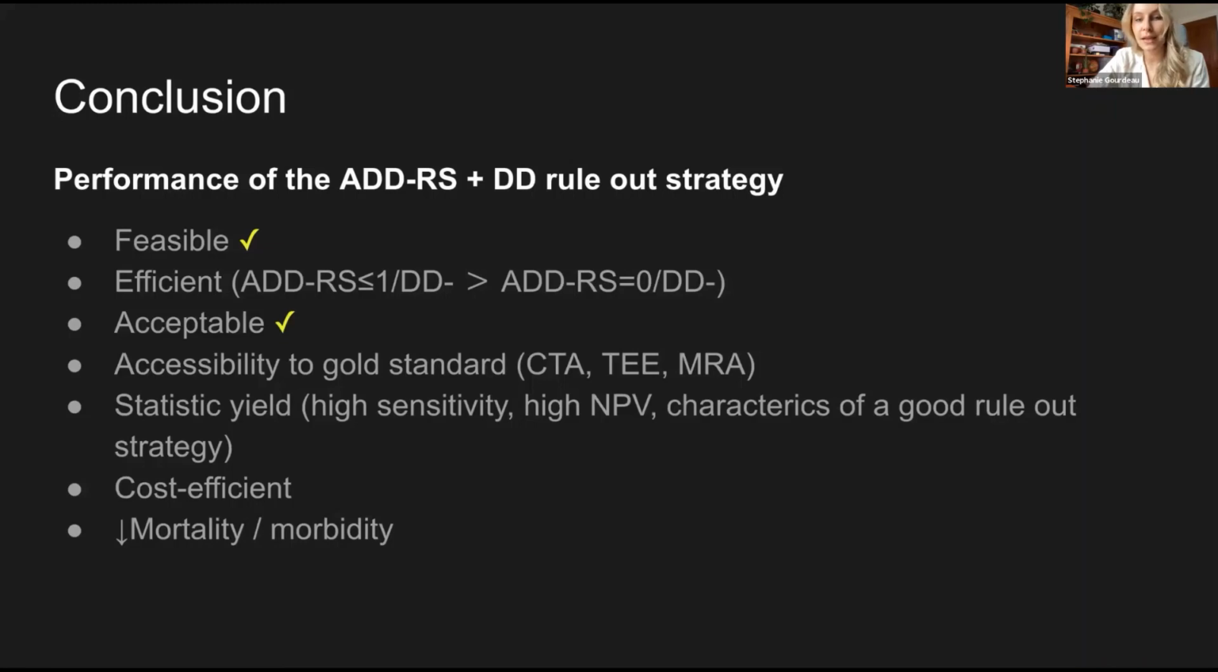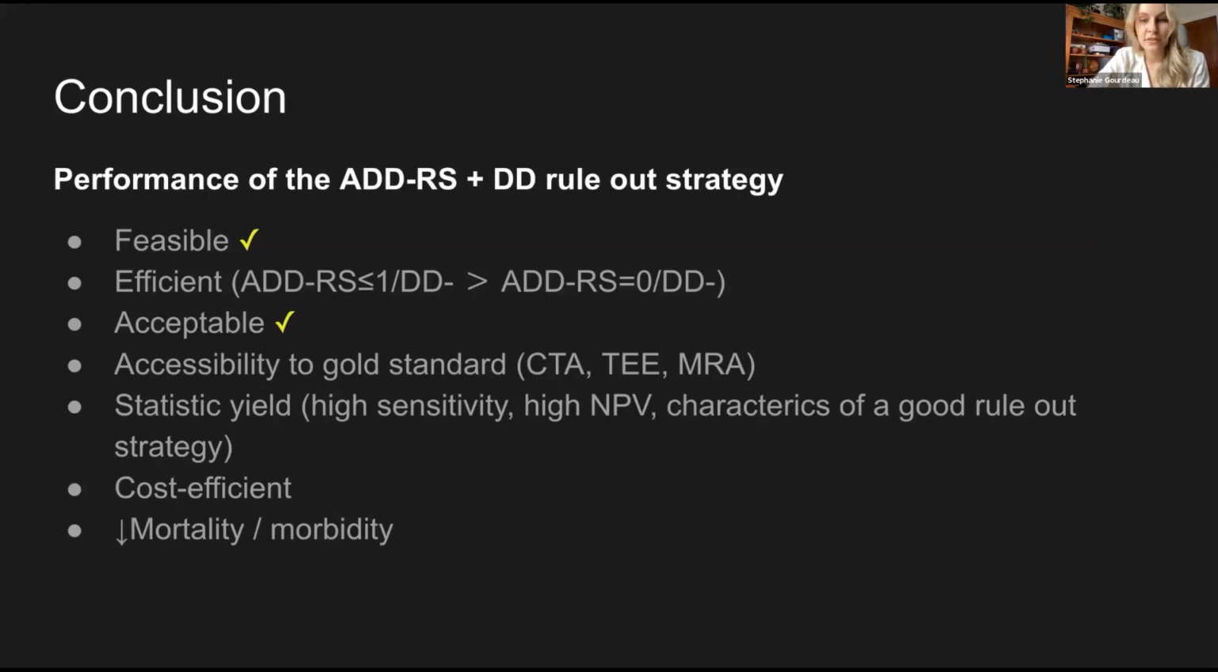The gold standard, being CTA, TEE, and MRA, is certainly accessible in most bigger hospitals and big cities. However, if you use this rule-out strategy in a more remote area, could this potentially lead to an increased number of patients being transferred for advanced imaging?